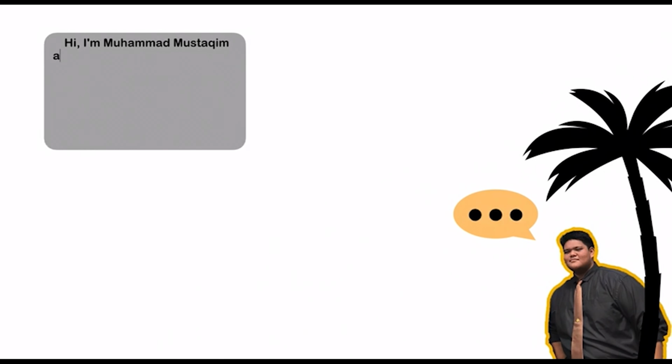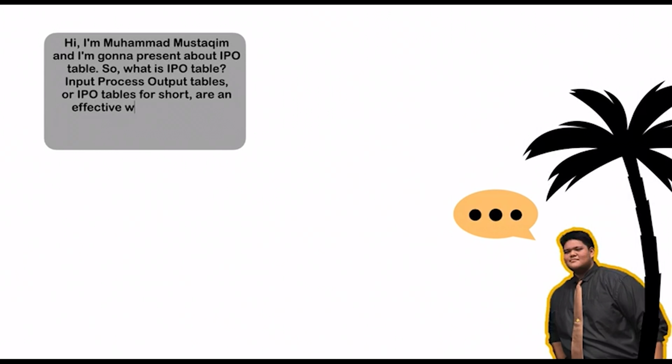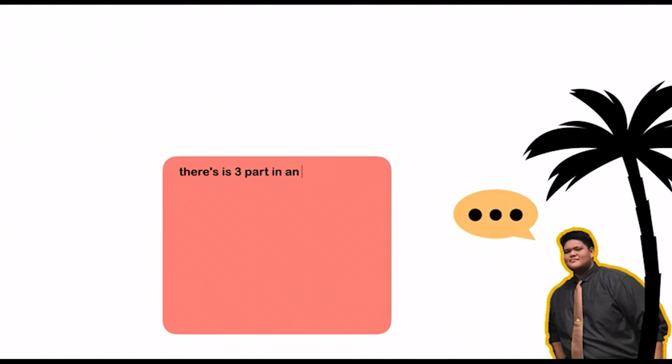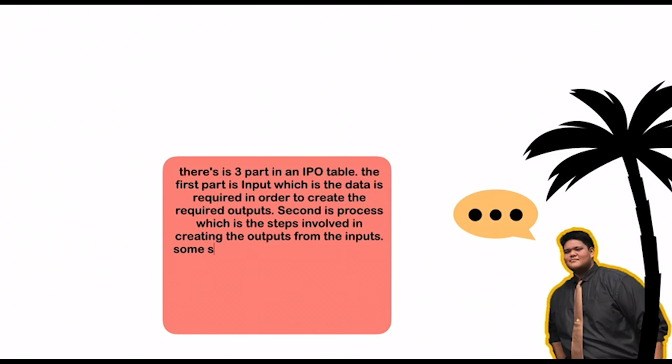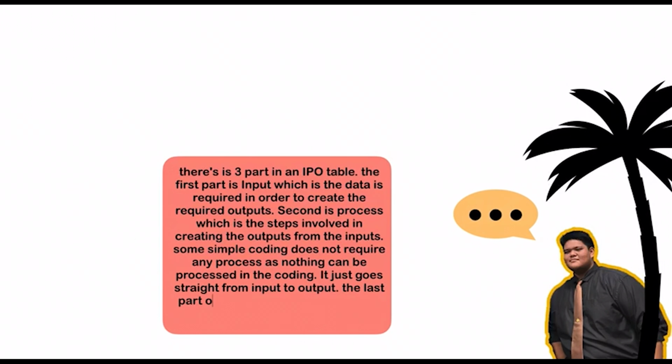Hi, I'm Muhammad Mustaqim and I'm going to present about the IPO table. So, what is an IPO table? Input Process Output tables, or IPO tables for short, are an effective way to model the important processing going on in your system. There are three parts in an IPO table. The first part is input, which is the data required in order to create the required outputs. Second is process, which is the steps involved in creating the outputs from the inputs. Some simple coding does not require any process, as nothing needs to be processed. It just goes straight from input to output. The last part of an IPO table is output, which is the piece of information which we want.